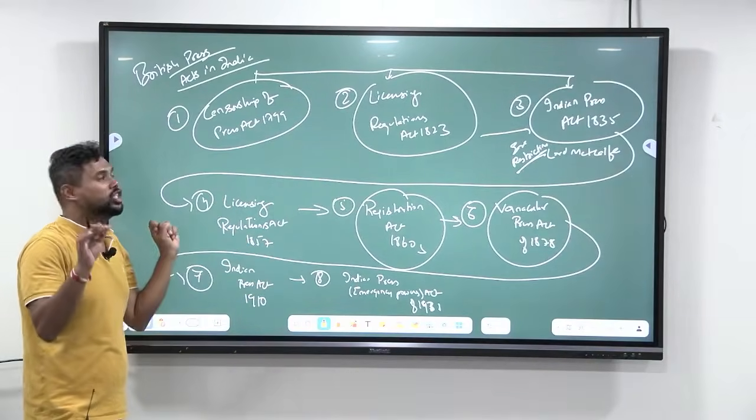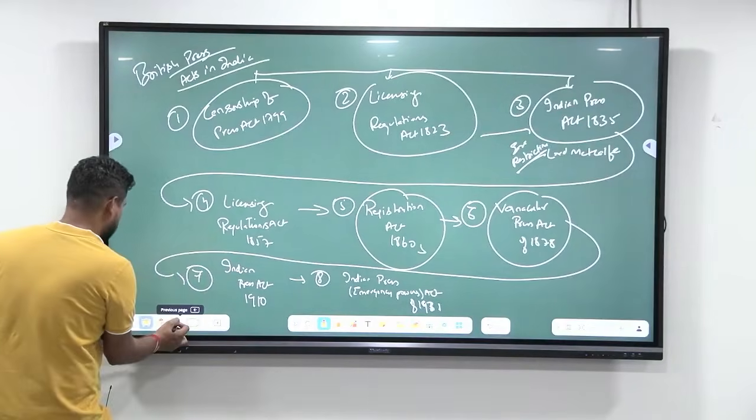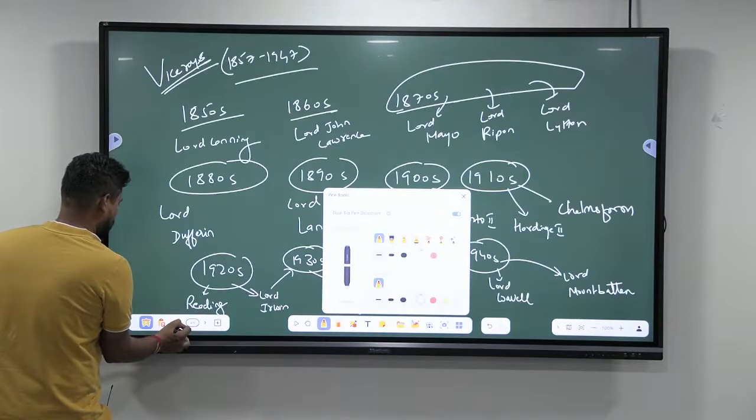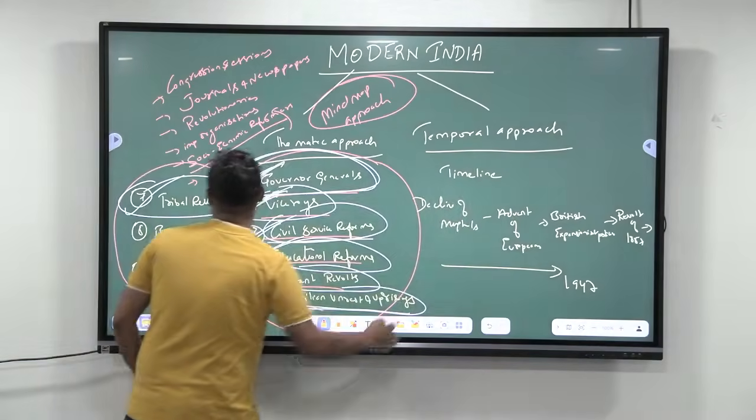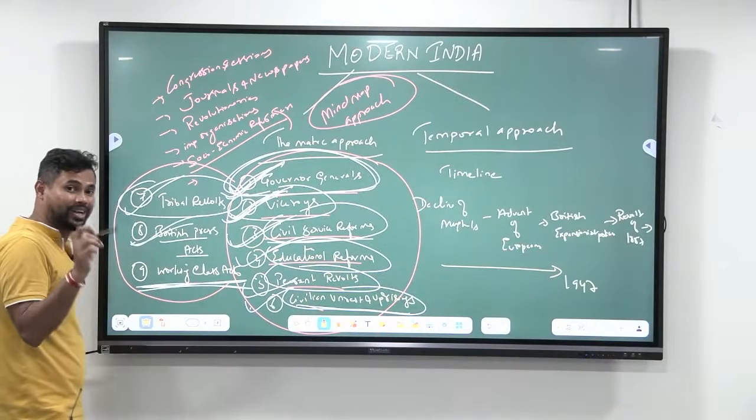For the thematic British Press Acts in India. Okay, so we are done with this also. Let us go back again to the first page. So in the first page, if you look at this, we are done with the British Press Acts. Let us go back to the last one, that is Working Class Acts.